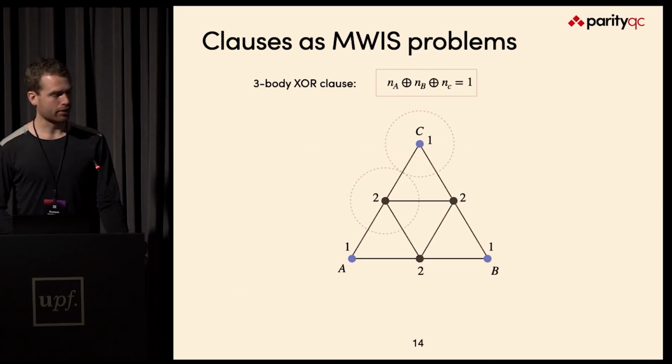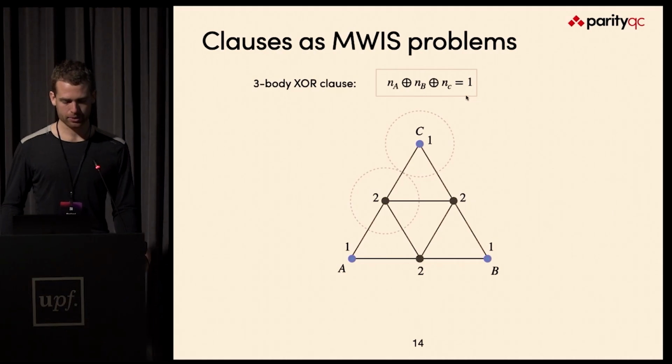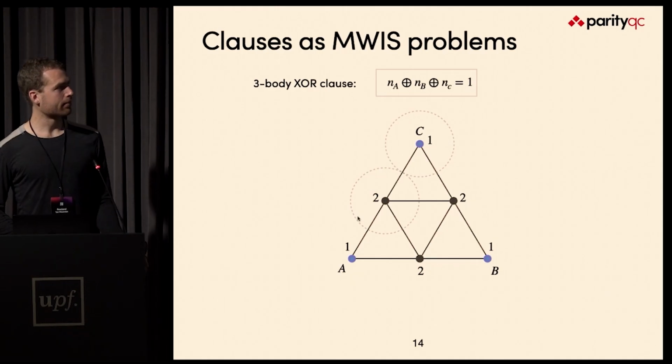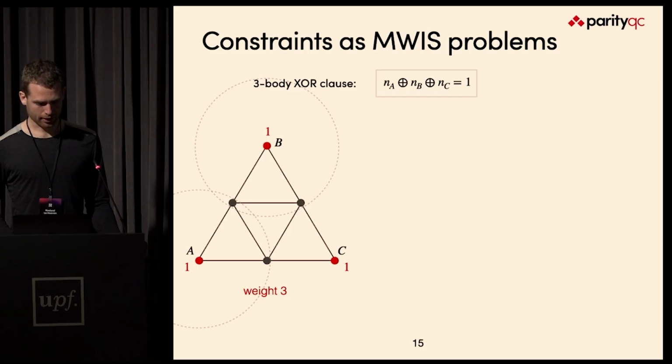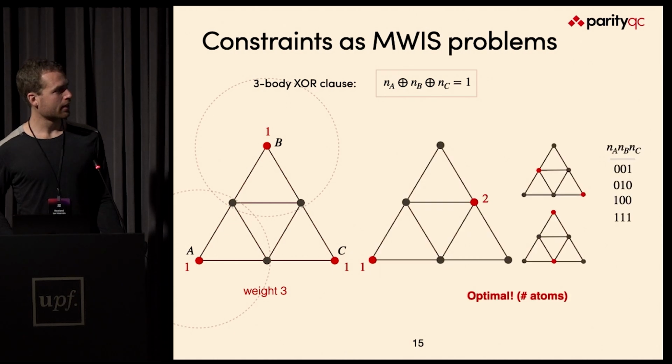And then if we go one step further, now we have a condition of NA plus NB and C equals 1. So this is now a three-body clause. It turns out that you can implement this gadget using this triangle. To see how this works, you have, for example, weight 1s on the A, B, and C, so the qubits that you care about. And you have weight 2 on all of the other ancilla qubits. So these three qubits are ancilla qubits.